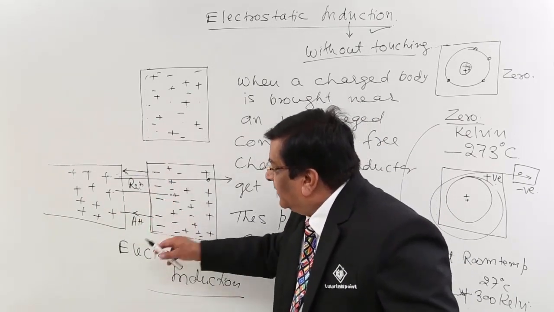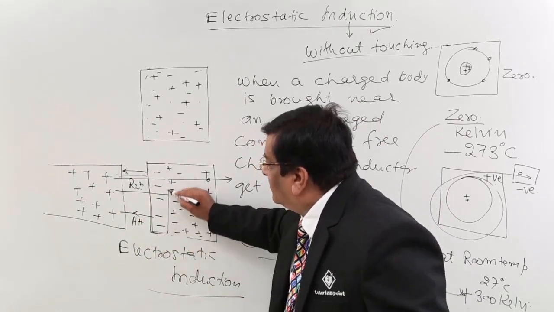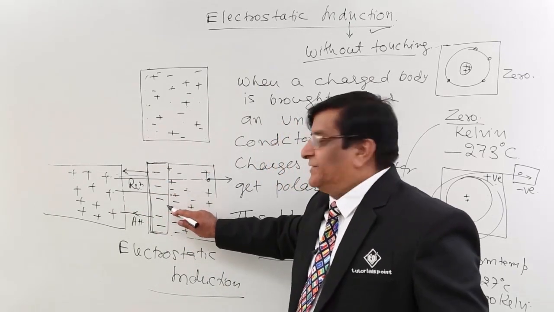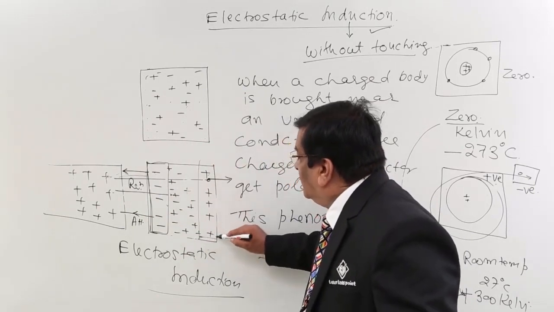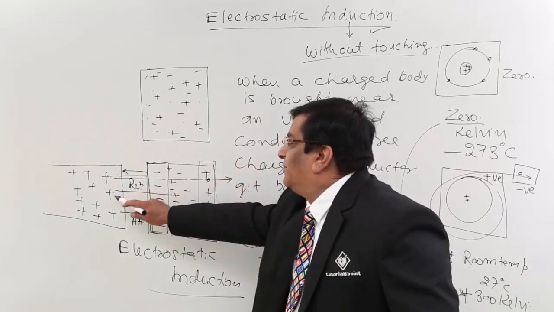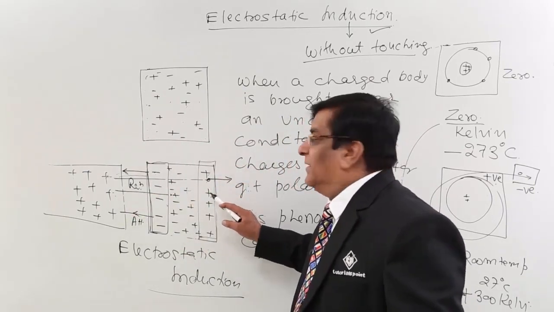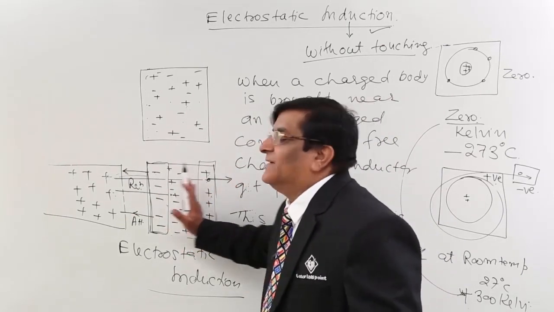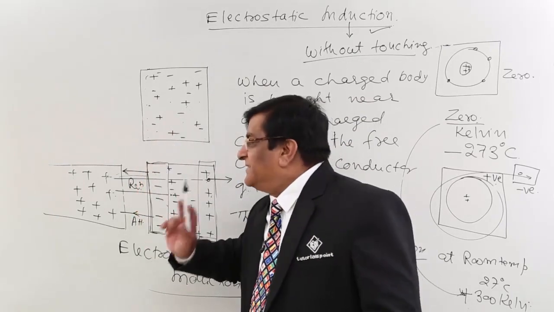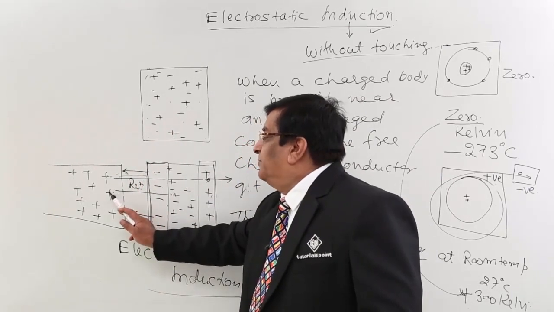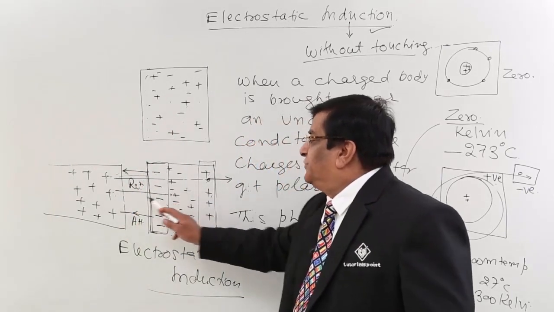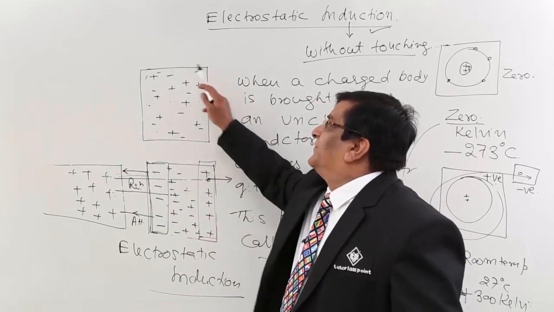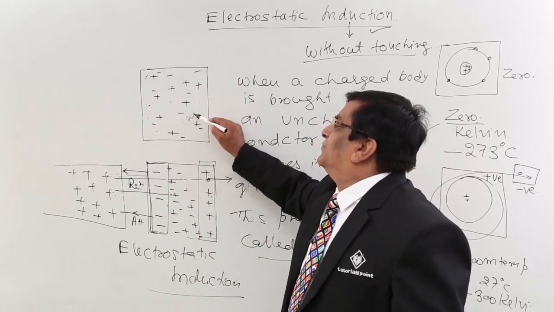Because this portion, this one has become a charged body. So it has applied a force of attraction. This one has become a charged body. So it has applied a force of repulsion. But this force being stronger, the net result was attraction. So basically there is a force between charge and charge. It so happened that these two charges are in the same body and we say it is a neutral body.